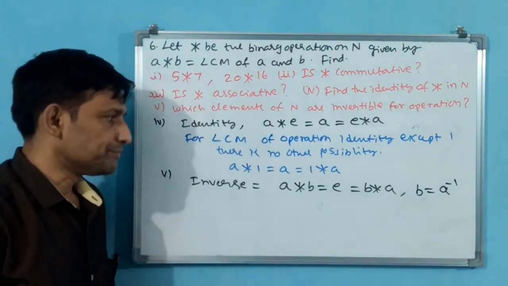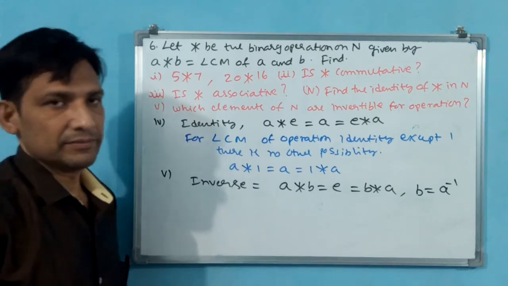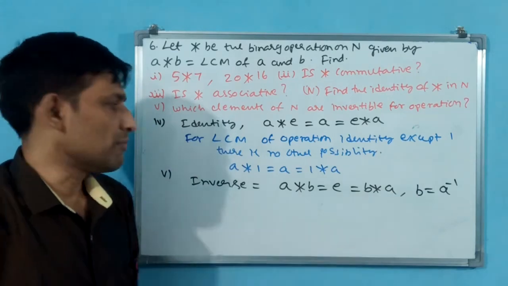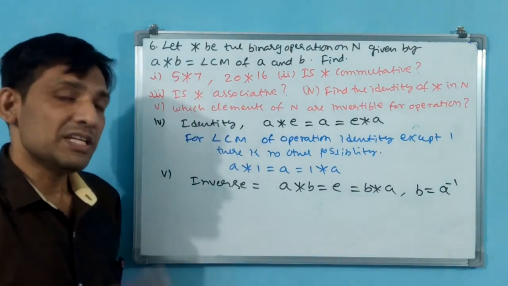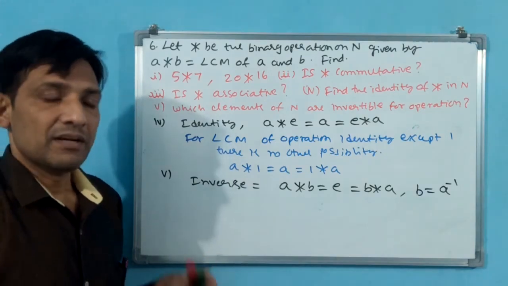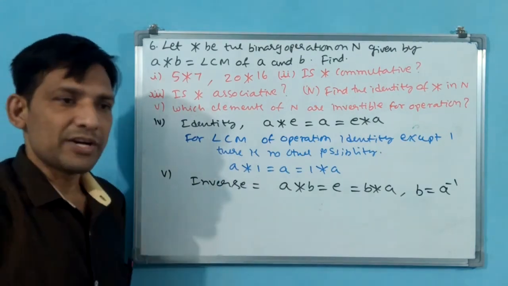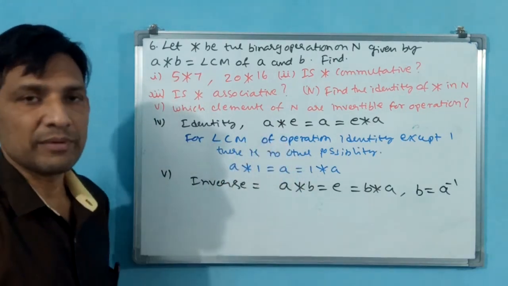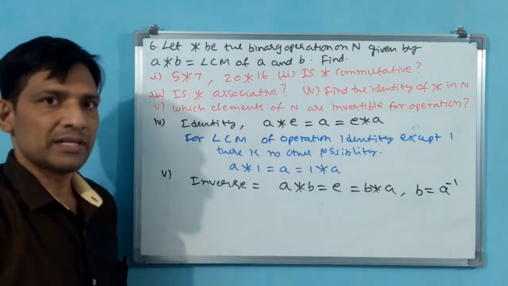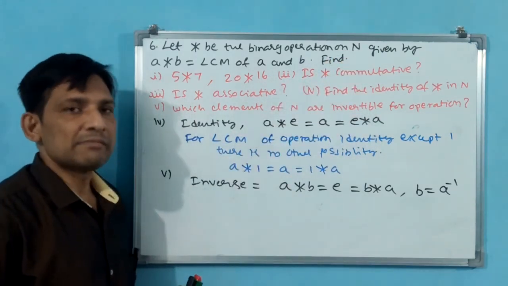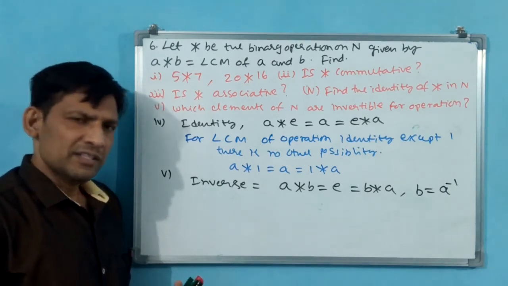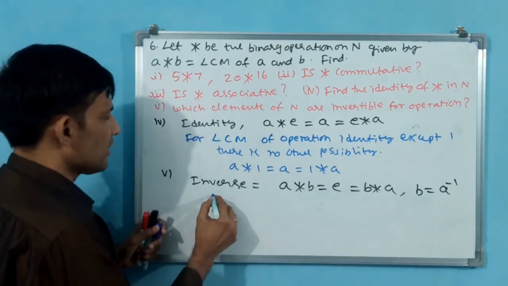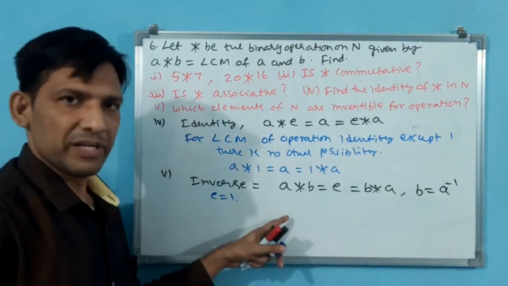E has to come in between. Whether LCM of AB is equal to LCM of BA, we know, but what will be the E? E is identity. What identity? It may be multiplicative identity, it may be additive identity, but we came to know that there is no additive identity for this LCM operation for natural numbers. Why? Because additive identity means 0 has to come, and 0 is not there in N. That is why we have to take multiplicative identity only. Multiplicative identity means E is equal to 1.